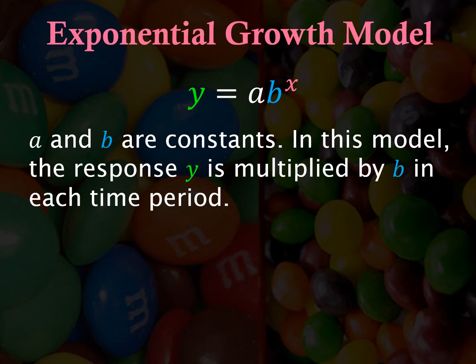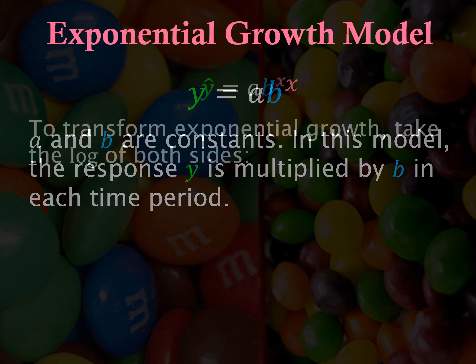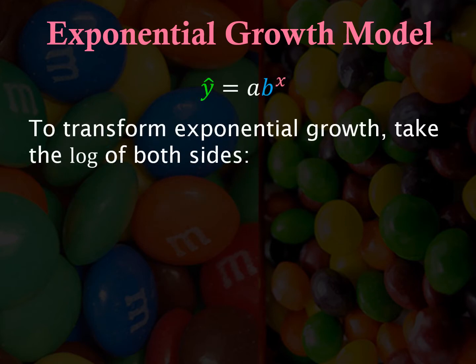So in the exponential growth model, a and b are constants. In this model, the response y is multiplied by b in each time period to find the next y value. So to transform an exponential growth, let's see what happens. This is the mathy part. You don't have to remember how to do this. I'm just showing you where it comes from.